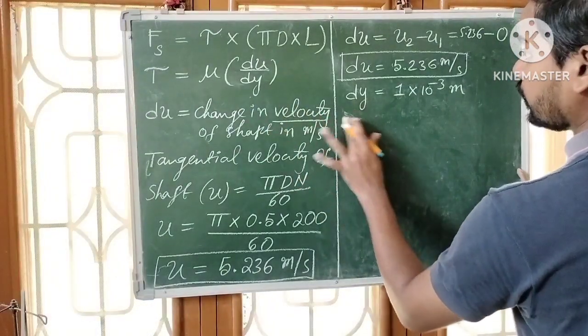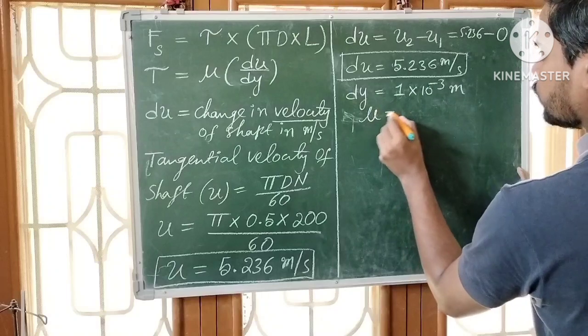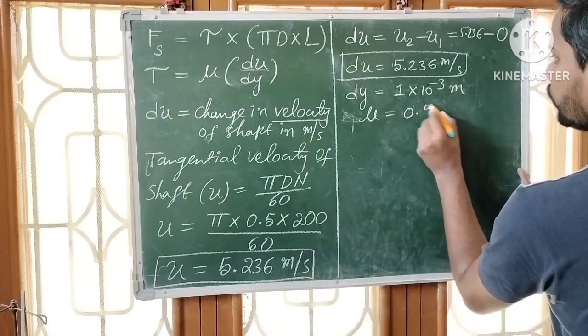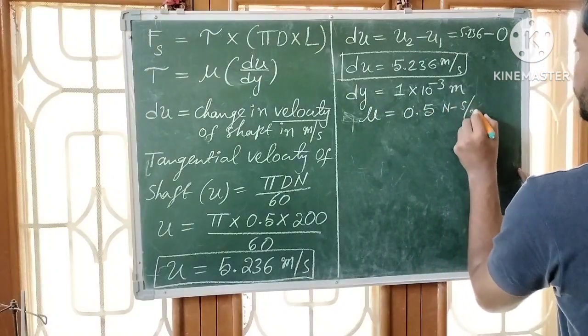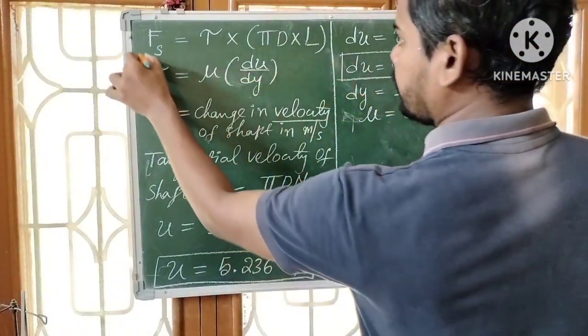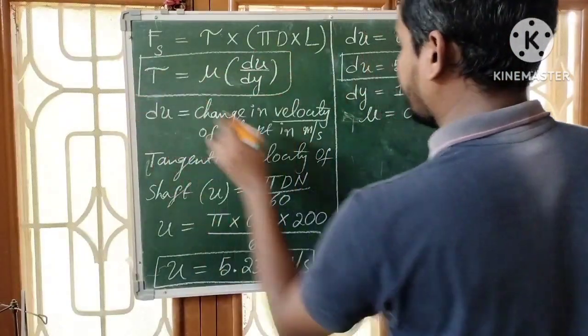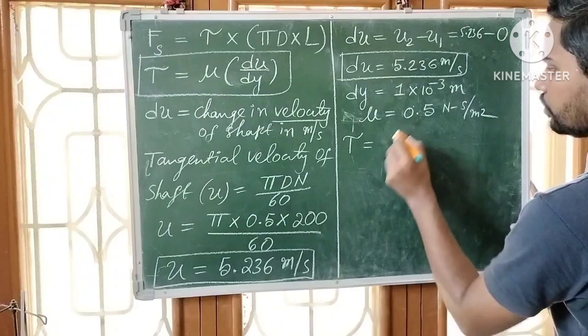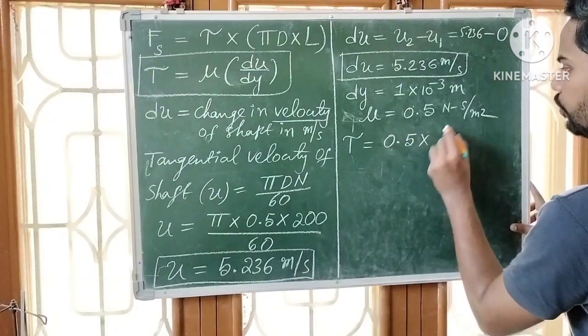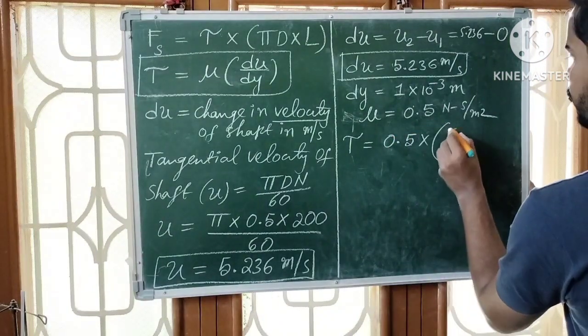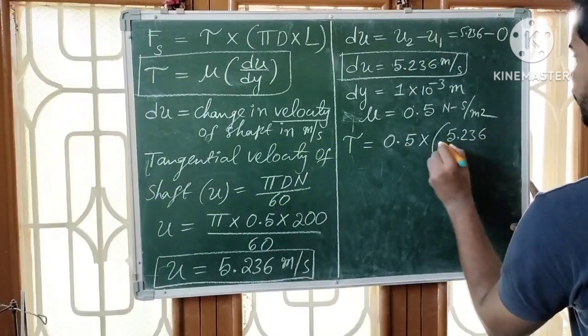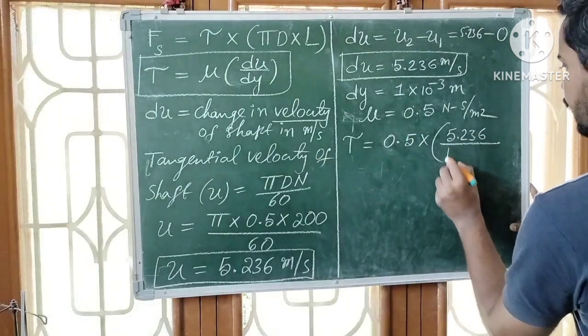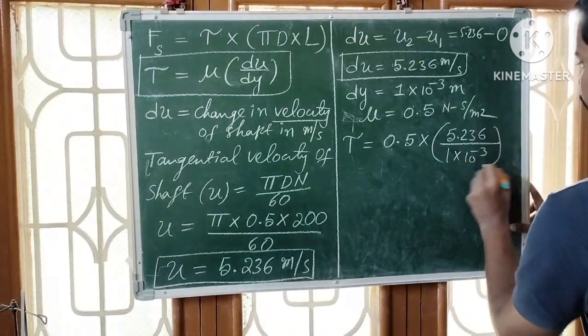Tau is equal to, and at the same time viscosity mu is equal to 5 poise, which means 0.5 Newton second per meter square. Let us plug in all values in this formula, then we can find the shear stress on the shaft. Tau is equal to mu, 0.5, into du, which is 5.236, by dy, 1 into 10 to the power of minus 3.